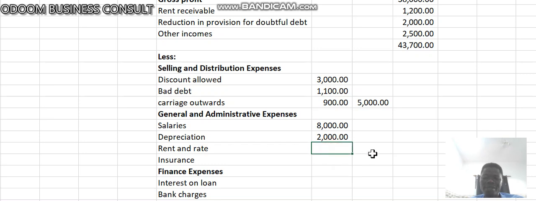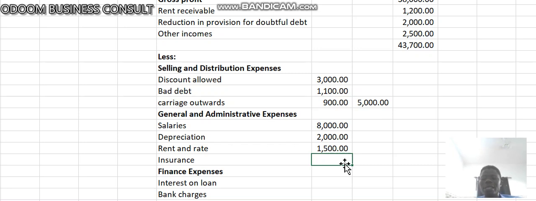We have rent and rates. So probably the entity is renting, right? The company's or the entity's office or their warehouse or some accommodation, the entity is renting, and so they also have to pay rent to other landlords. So that amount that they pay is the renting rate, which is also an expense to the entity. It must be charged. So let's say 1,500 as the rent and rate expenses.